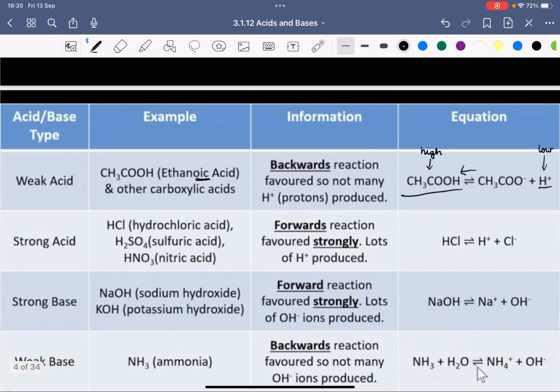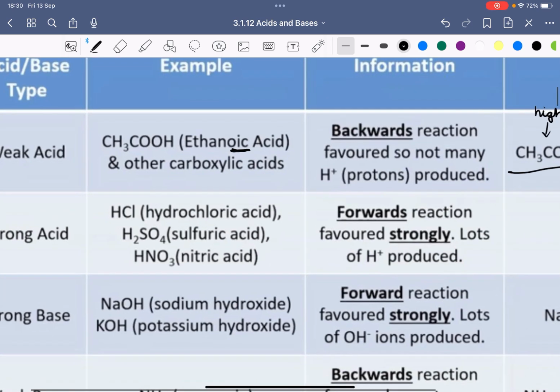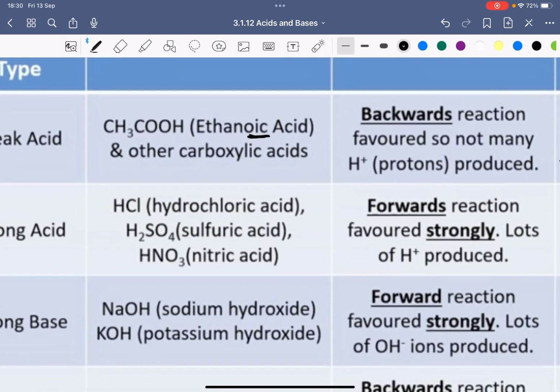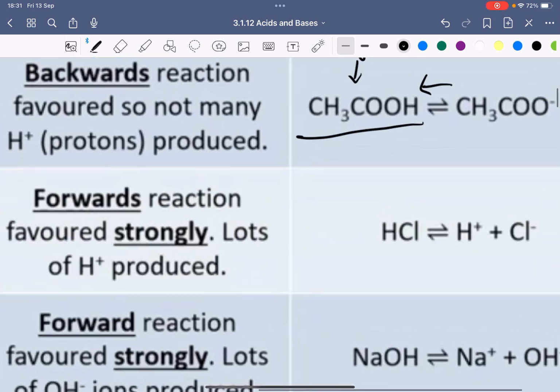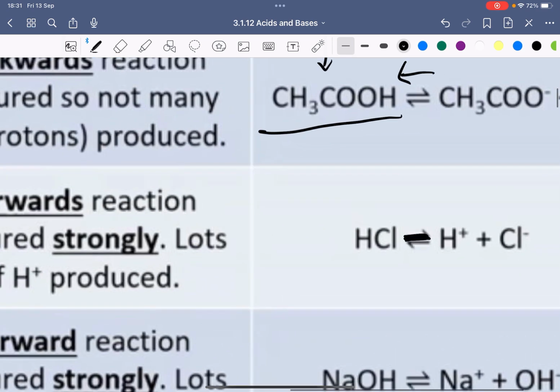Now, for strong acids, all you need to really remember is that most of the time it's going to be any other acid apart from carboxylic acids. So hydrochloric, sulfuric, nitric. Just remember, if it's not a carboxylic acid, it's probably a strong acid. Now for these, the equilibrium is mainly to the right, so much so that you wouldn't even consider this reaction as an equilibrium. It's basically just a forward normal reaction.